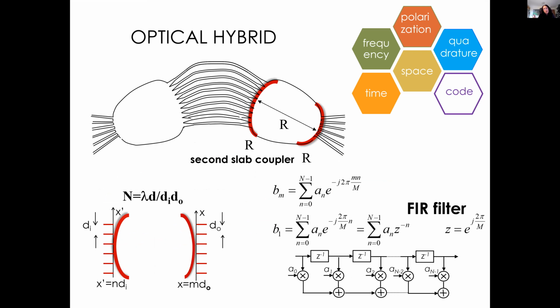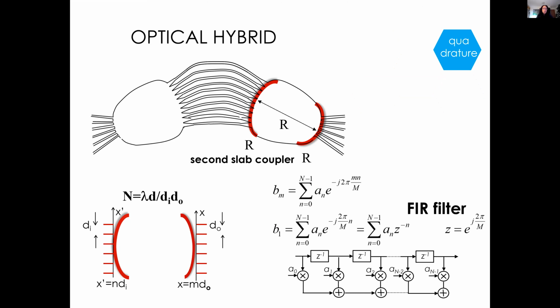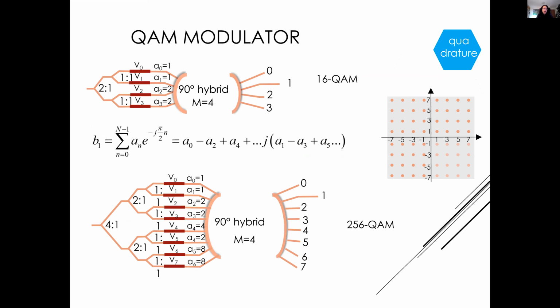Okay, if we take a look at the AWG, we can also demonstrate that this device can be used to generate modulation formats like QAM. So it could be used like a QAM modulator. In this way, basically, we can design it like an infinite response filter. And this is the picture of a QAM modulator.